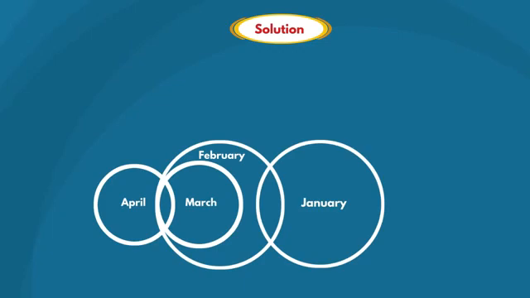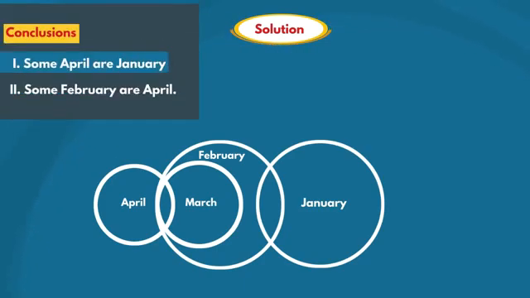Now check the conclusions with this diagram. First conclusion. Some April are January. In this conclusion, there are no negative words like no or not. So this is a positive definite conclusion. For this type of conclusion, no need to draw an alternate diagram. So check this conclusion with the basic diagram.